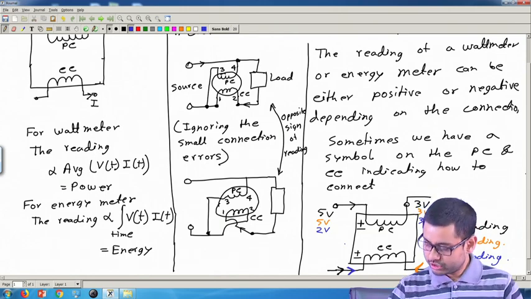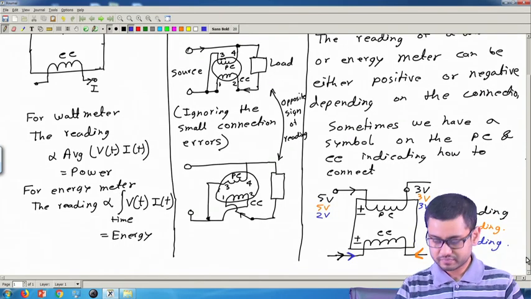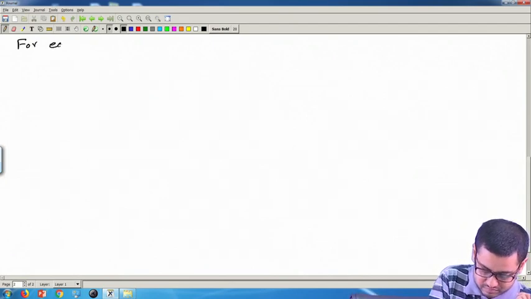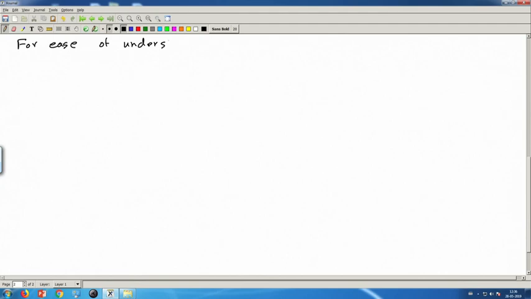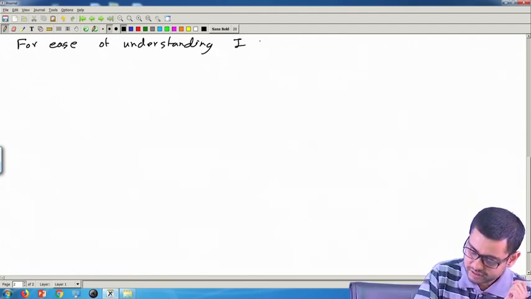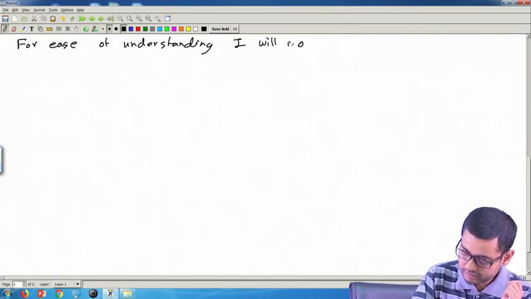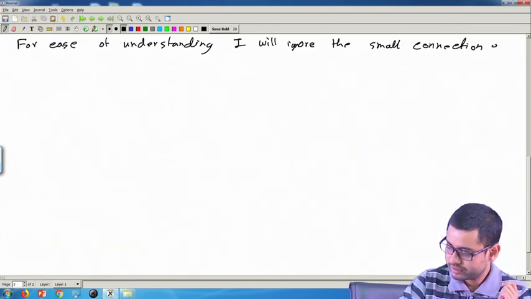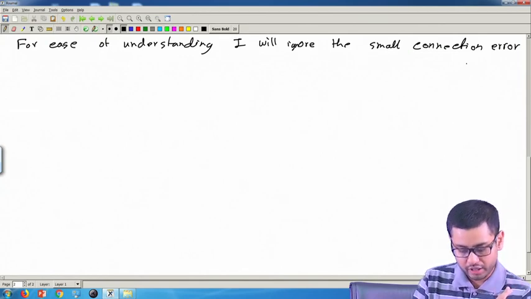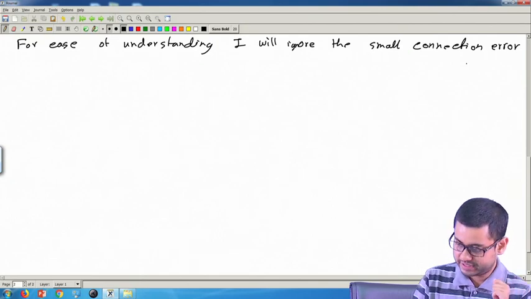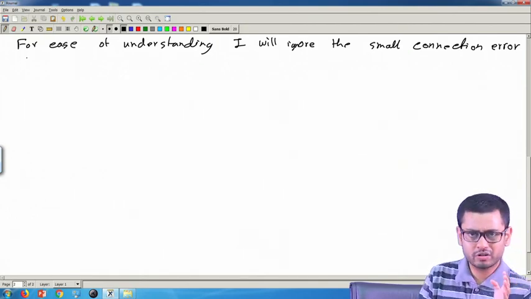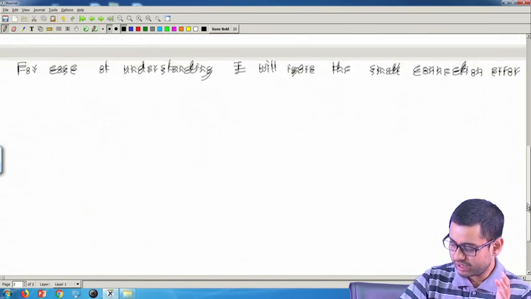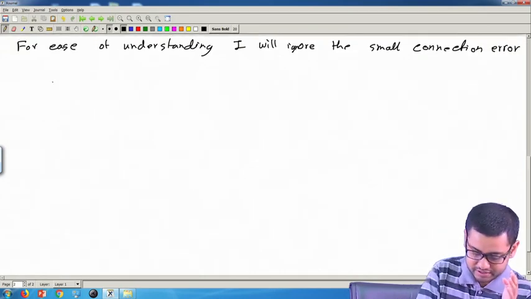That is important. Okay. So now, let's move to three-phase wattmeter connection. For ease of understanding, I will once again ignore the small connection errors which we discussed before due to non-zero current coil resistance and non-infinite voltage coil resistance. Those small errors we will ignore now, and I may sometimes forget this plus minus convention, etc.